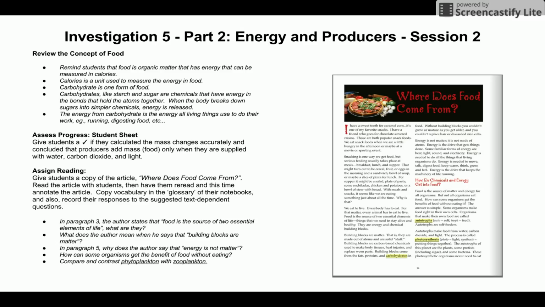Part 2, Energy and Producers, Session 2. Review the concept of food with students. Assess students' progress on the student sheet. Give them a check if they calculated the mass changes accurately and concluded that producers add mass when they are supplied with water, carbon dioxide, and light. Assign the reading for students. Read it with them for the first time, then have them reread it and annotate the article, copying vocabulary in their notebooks and answering the suggested text-dependent questions.